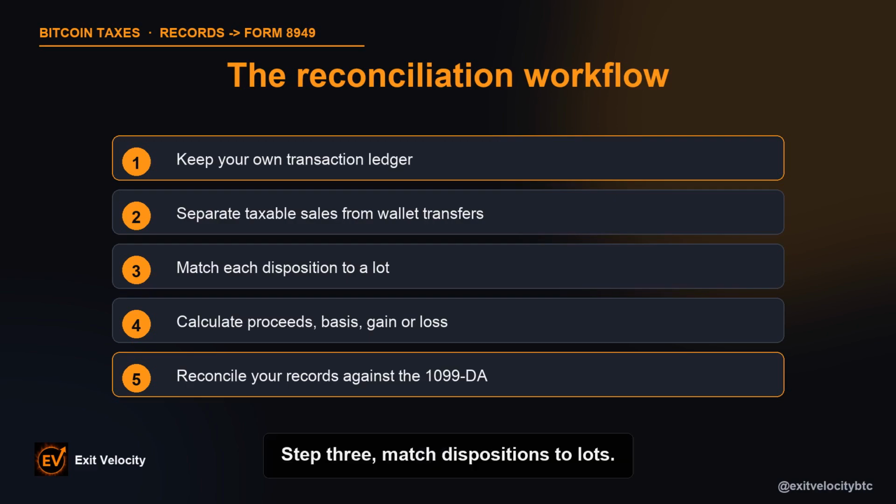Step 3. Match dispositions to lots. This is where cost basis from last episode comes back. If you sold Bitcoin, which acquisition lot did that sale draw from? If you cannot support a specific identification, you may not get the method you wanted. Step 4. Calculate proceeds, basis, and gain or loss. That is the math that becomes the Form 8949 row.